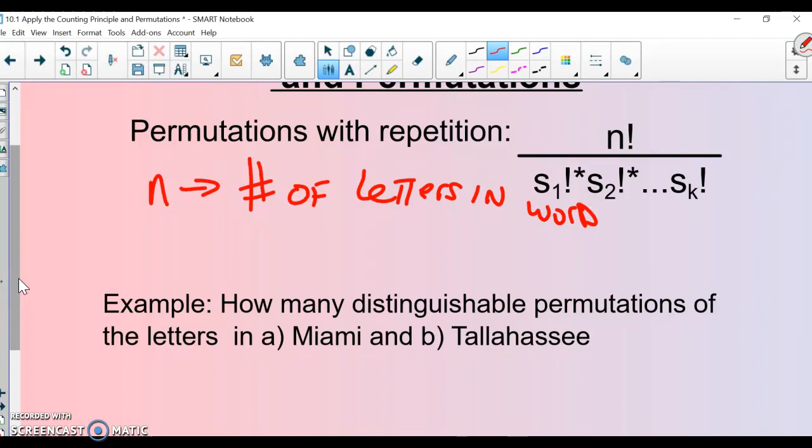Let's look at the word peep one more time. We know what the answer was. It was 6, but let's see if we can get that using the formula. In total, there were 4 letters, so it'd be 4 factorial. And then the letter P was repeated twice, and the letter E was repeated twice. So it'd be 4 factorial over 2 factorial times 2 factorial.